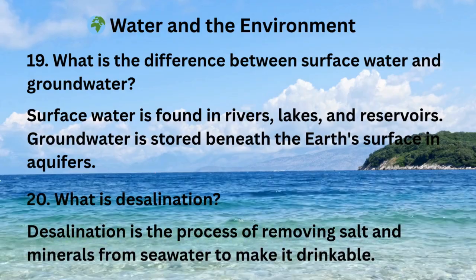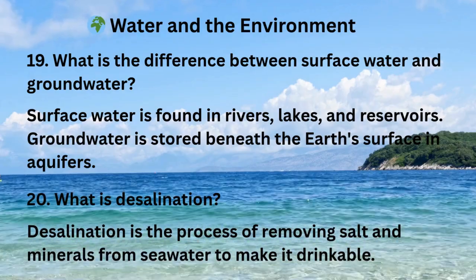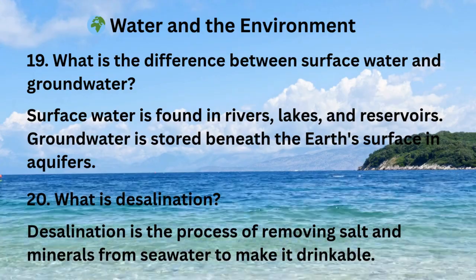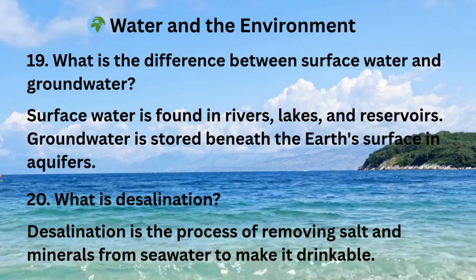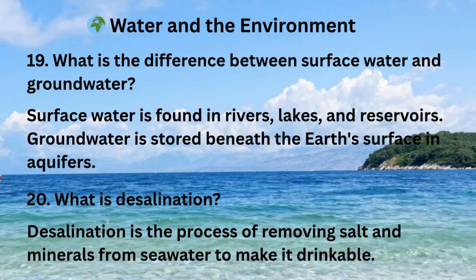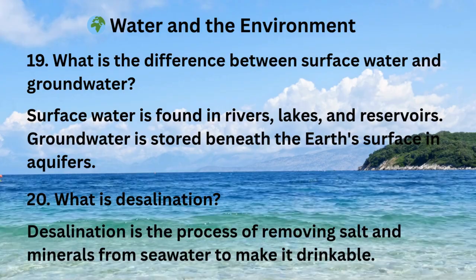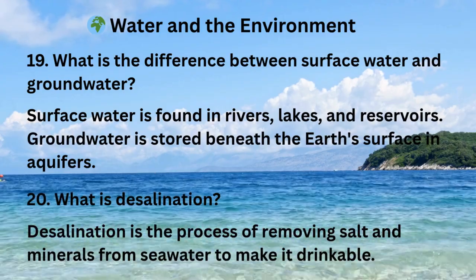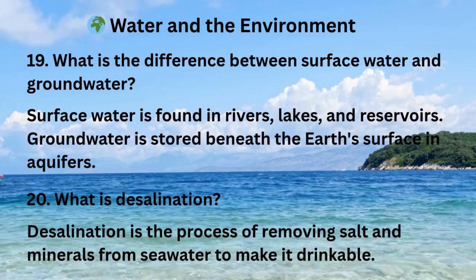19. What is the difference between surface water and groundwater? Surface water is found in rivers, lakes, and reservoirs. Groundwater is stored beneath the Earth's surface in aquifers. 20. What is desalination? Desalination is the process of removing salt and minerals from seawater to make it drinkable.